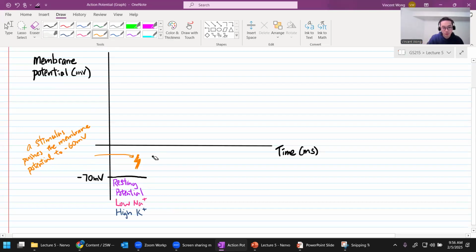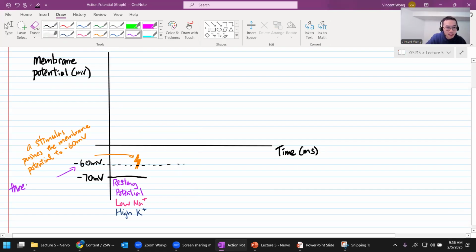There is some kind of trigger that's going to be arriving. Like if you touch a hot surface, that's a trigger that will push the membrane potential from negative 70 to negative 60. And this is negative 60. This is not to scale, right? The graph doesn't matter. Negative 60 is called the threshold potential.